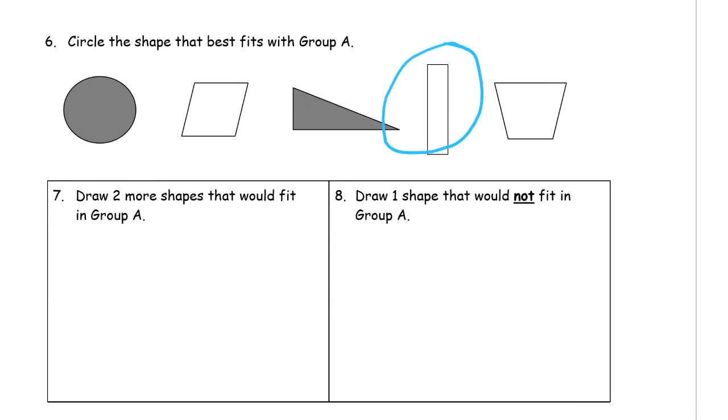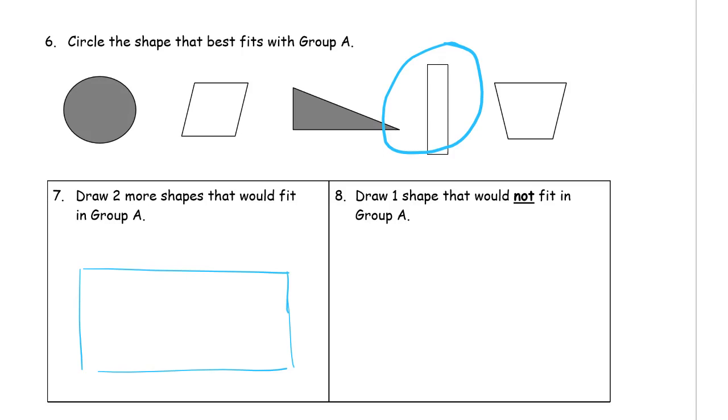And draw two more shapes that would fit in group A. So two more shapes with four straight sides. And so here's one. Here's a rectangle. Straight as I can get it.